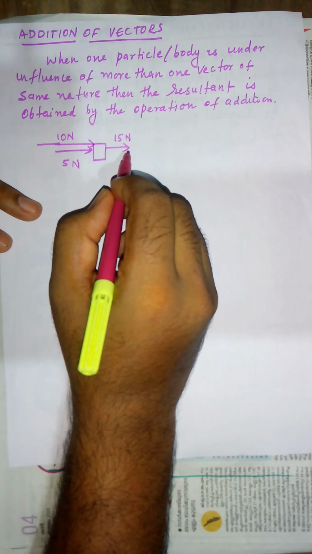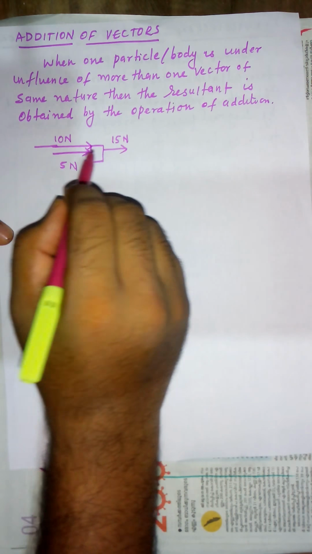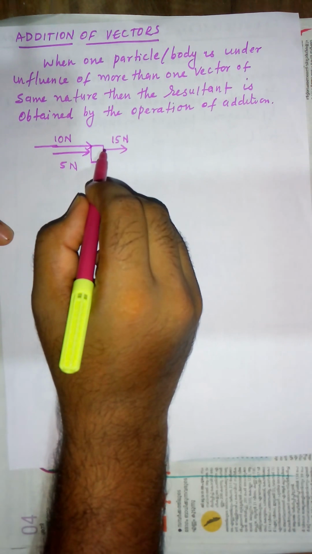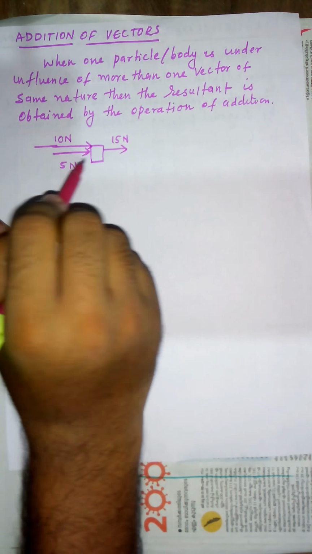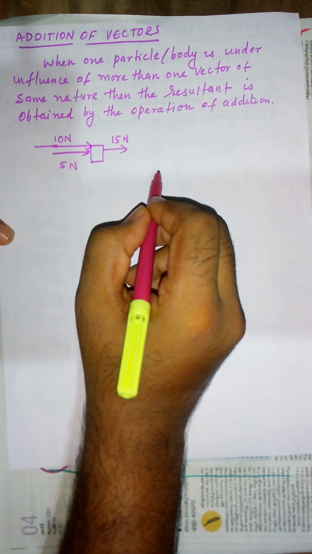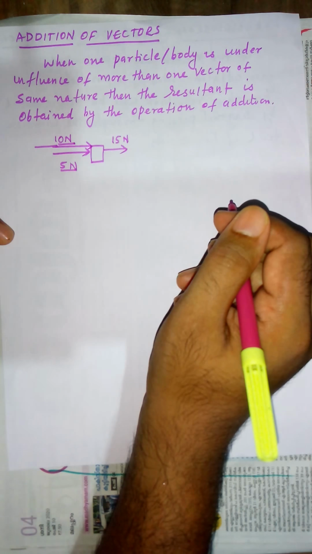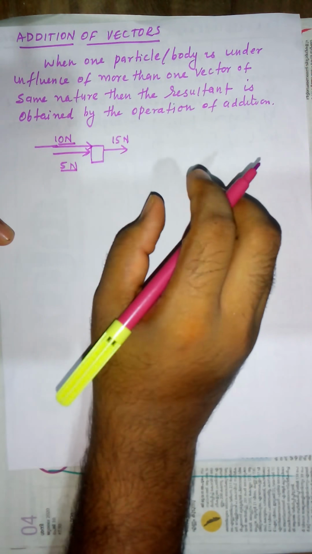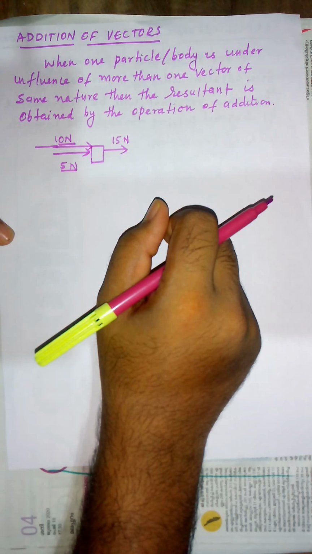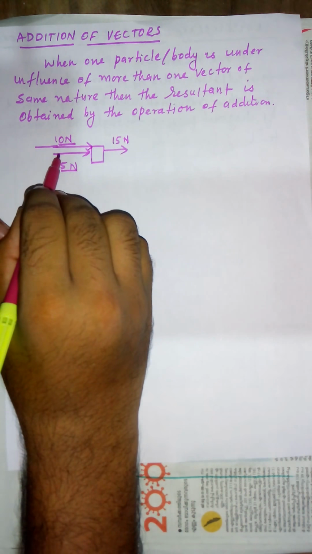Okay, so how do we get it? We normally add these two forces, 10 Newton and 5 Newton, and the direction of these two will be the direction of the resultant force. Okay, so what is the minimum requirement to add two vectors? We require two vectors of the same nature. I am adding force and force here, right? I cannot add velocity and force. I cannot add acceleration and momentum. I can add velocity and velocity. I can add force and force. Okay, so I require two vectors of the same nature for addition of vectors.